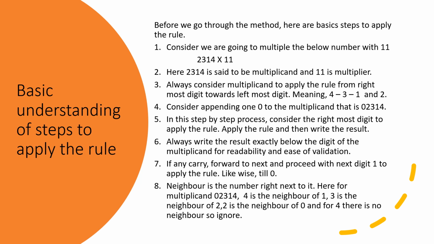Neighbor here means the number which is right next to the number. For example, in this 2314 example, for 4 there is no neighbor, since there is no digit to the right of 4 in this example. And 4 is the neighbor of 1, 1 is the neighbor of 3, 3 is the neighbor of 2, and 2 is the neighbor of 0. So these are the basic rules that we need to know before applying the method.